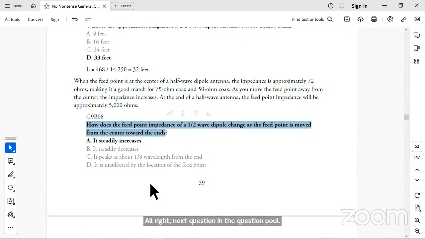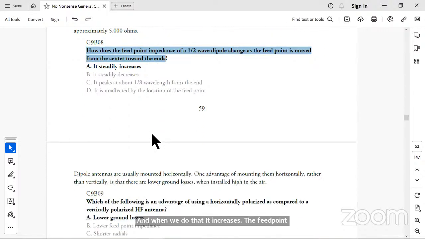All right, next question in the question pool. How does the feed point impedance of a half-wave dipole change as the feed point is moved from the center towards the end? So we showed that, normally for a half-wave dipole antenna, the feed point is dead center, but we can actually shift the feed point left or right of that center. And when we do that, it increases the feed point impedance. That's the effect. Once you shift it from the center, it increases the impedance.